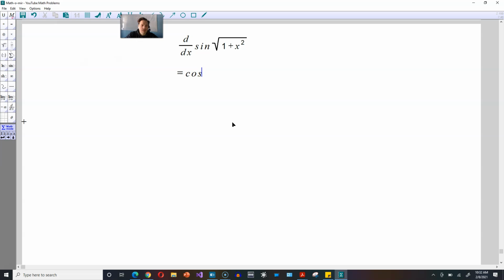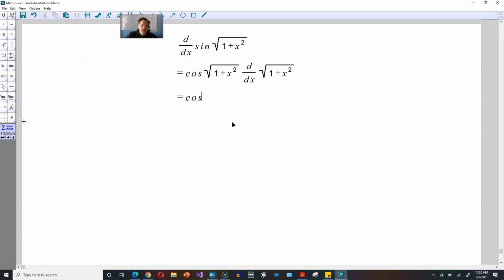So here it would look like this: cosine, and then after that you would have the square root. Now the cosine is the derivative of the sine function, and then you copy the other part, and you set up here the multiplication by the derivative of the inside, which would be just the derivative of the square root of that expression, 1 plus x squared under the square root symbol.